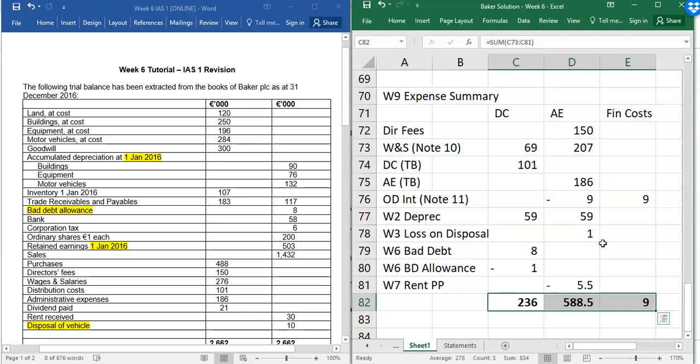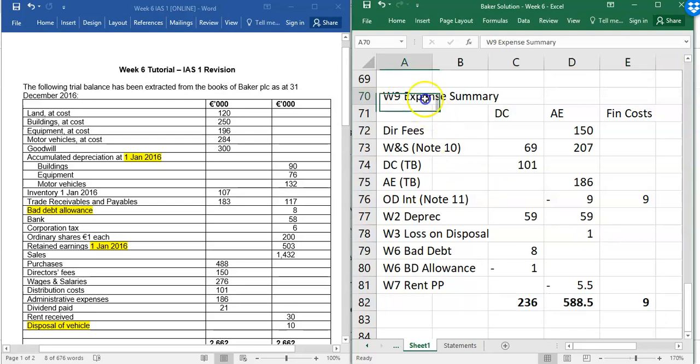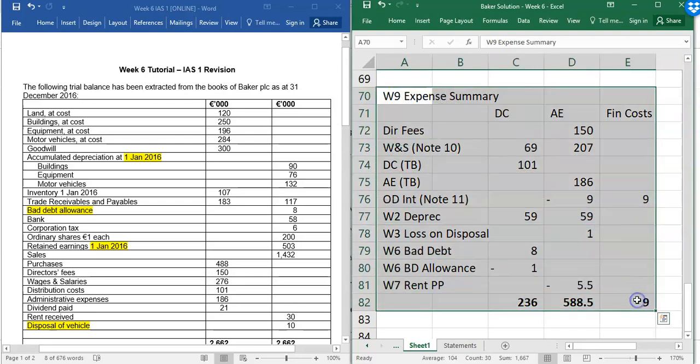And as you get more savvy in these questions, you can actually have this expense summary set up at the very start. Some students have this as working 1 and slot in their adjustments as they go. So you don't have to go back over like I've done. But the more questions you do, you will pick up these time-saving tips as you go along.